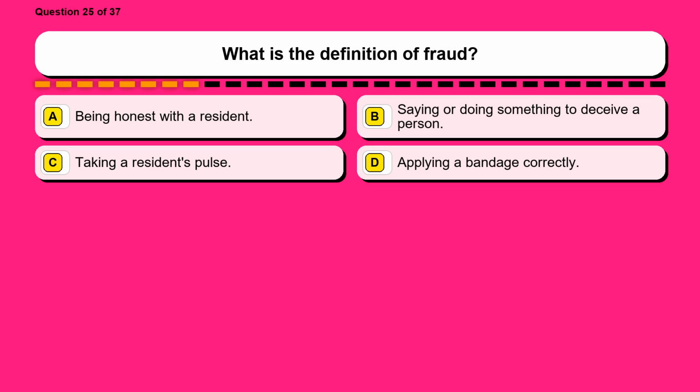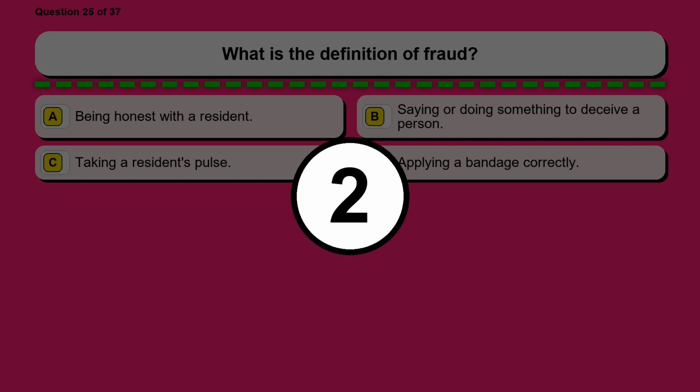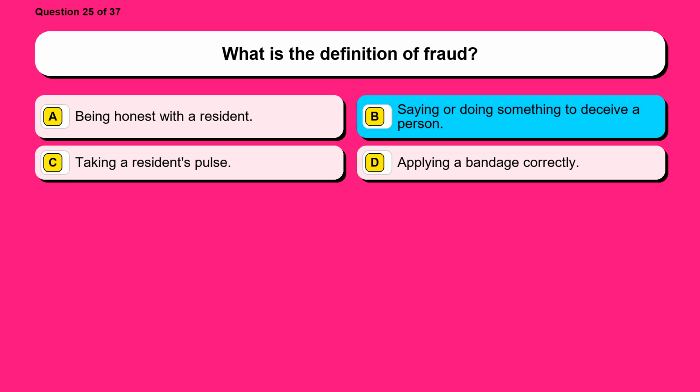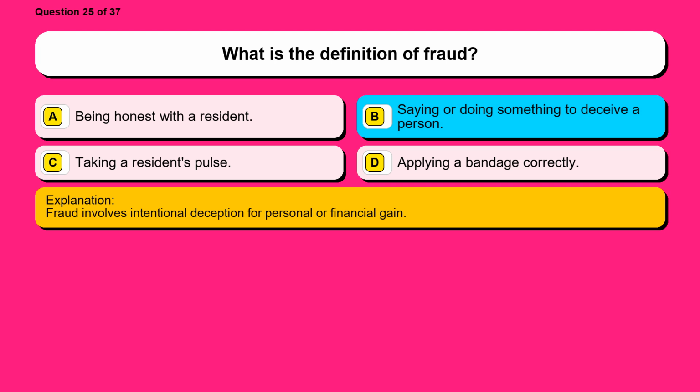Option A. Being honest with a resident. Option B. Saying or doing something to deceive a person. Option C. Taking a resident's pulse. Option D. Applying a bandage correctly. The correct answer is option B. Saying or doing something to deceive a person. Fraud involves intentional deception for personal or financial gain.